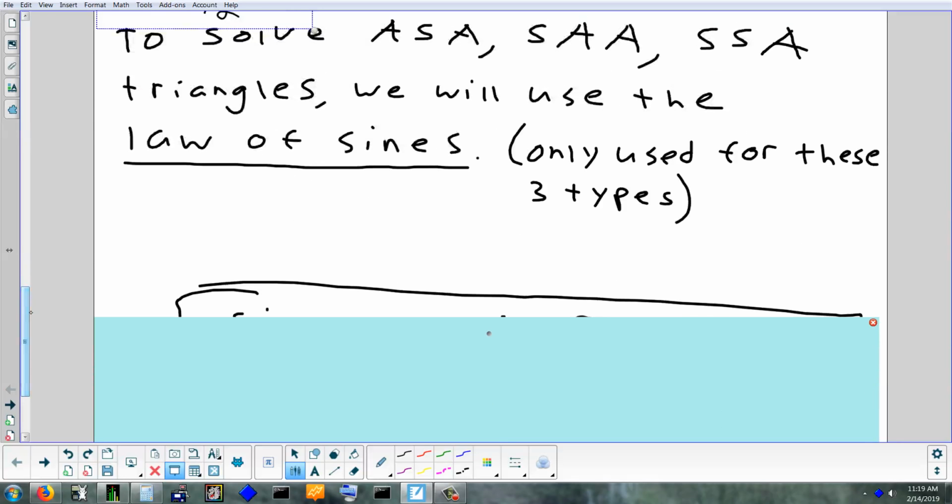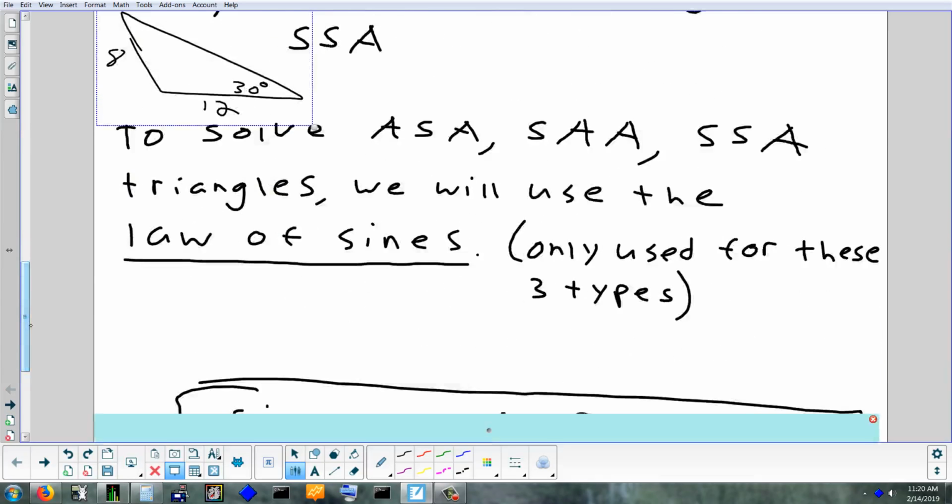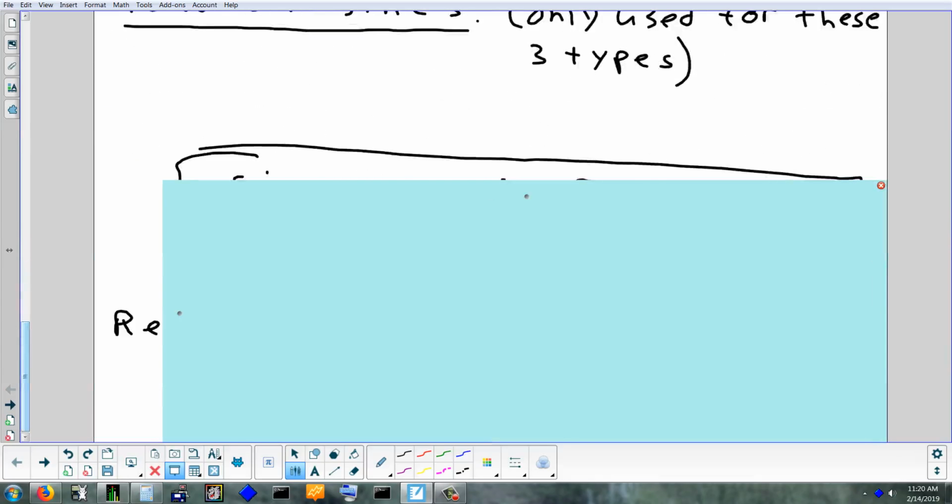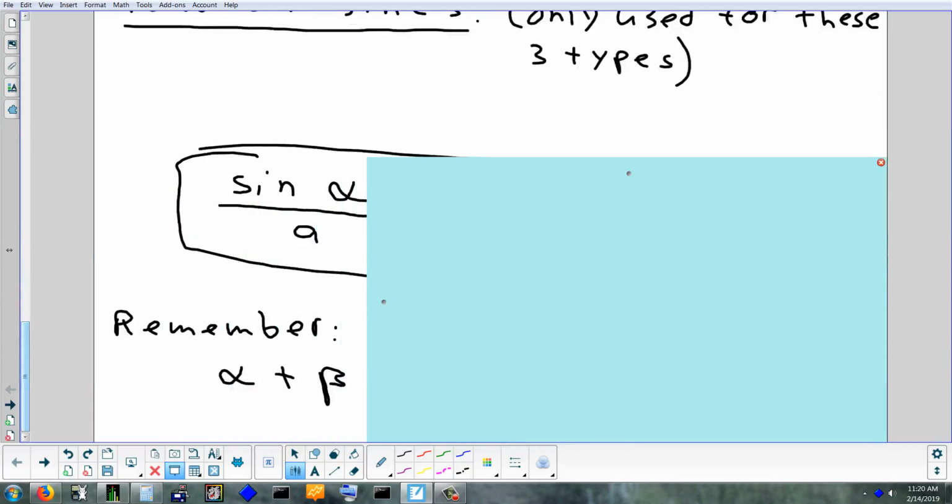Okay, so what I'm going to do is I'm just going to give you the law of sines. It's not that hard to really explain where it comes from. It usually takes me about 5-6 minutes, but I'm going to skip over that part and just show you the formula.